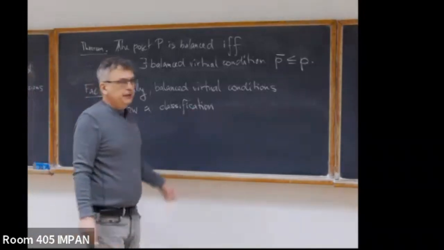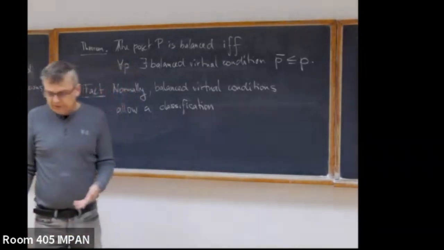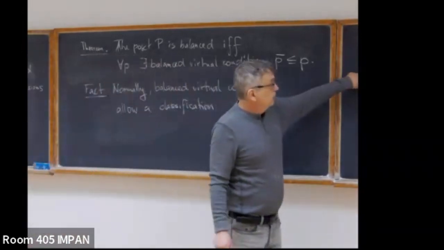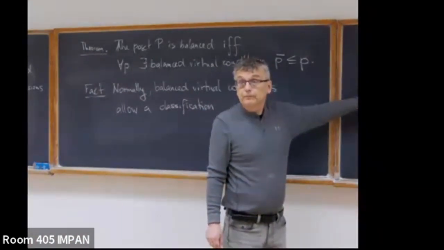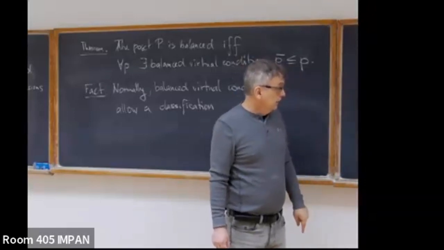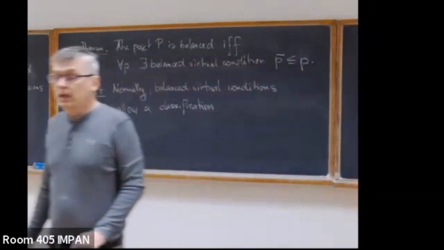What do I mean by classification? There's an actual equivalence relation, and that equivalence relation has only set many classes. Okay, that's the normal situation. We haven't encountered any other situation. Like here, for this poset, all the balanced virtual conditions are just associated with total maps.